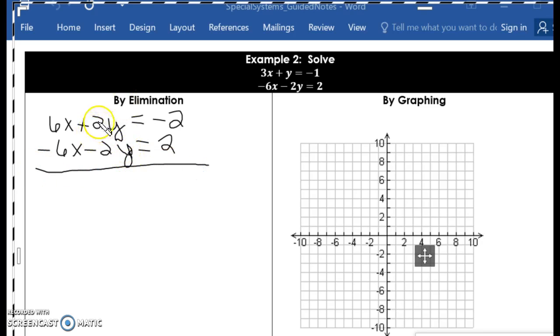And when we add our equations, both variables fall out. Because 6x minus 6x is 0, and 2y minus 2y is 0. And negative 2 plus 2 is 0. So our solution is infinite.